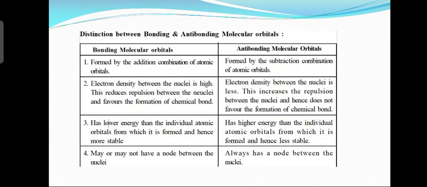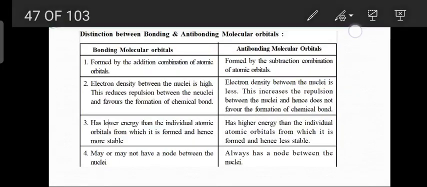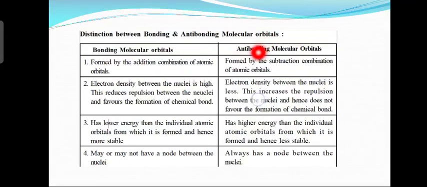Next slide. So, here is the distinction between bonding and antibonding molecular orbitals. First is bonding molecular orbital, next is antibonding molecular orbital. So, let us see the differences between bonding and antibonding. First point: bonding molecular orbital is formed by the addition combination of atomic orbitals. What about antibonding? Formed by the subtraction combination of atomic orbitals. Second point: electron density between the nuclei is high. This reduces repulsion between nuclei and favors the formation of chemical bond.